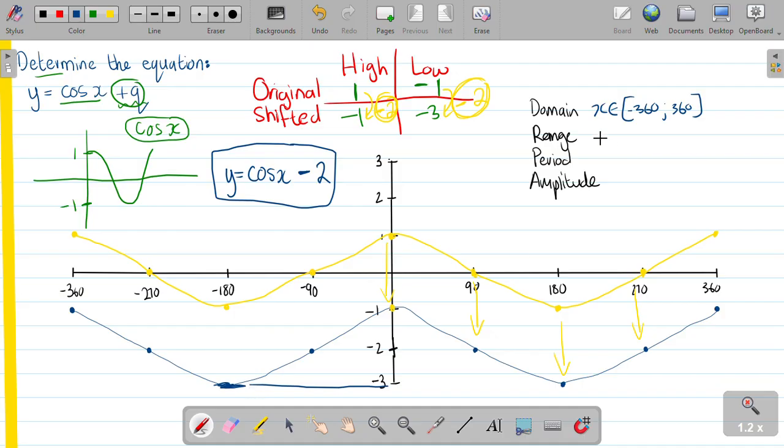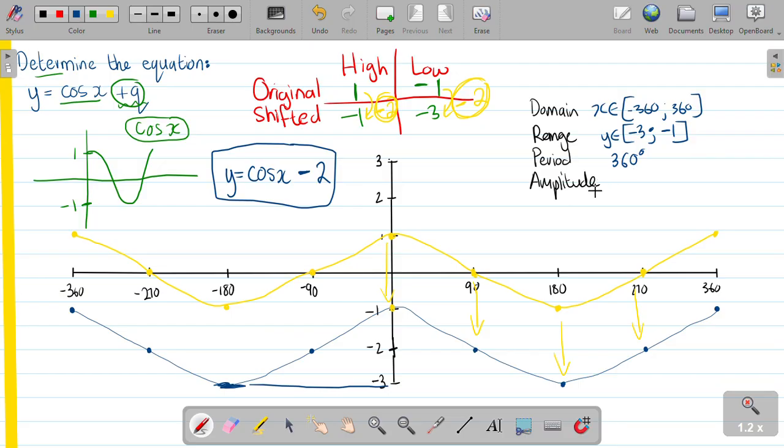So it's going to be y and the element symbol, and then it's from and including -3, and it does go through all the way to the top, and the highest point is -1. So we'll put -1 and close with a square bracket. And then the period, remember I always explain it's 360 degrees for sine and cos graphs in grade 10.